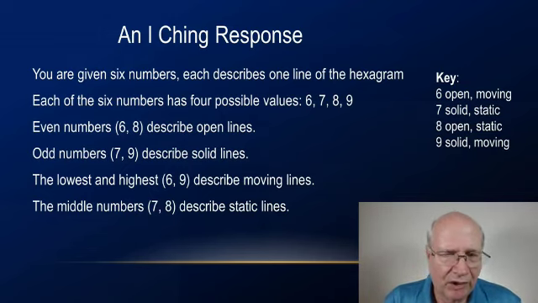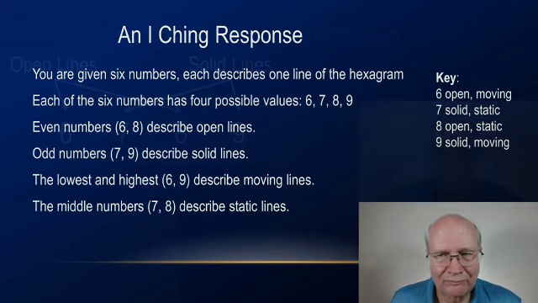So the highest and the lowest are the extremes. That would be 6 and 9. 6 and 9 are the extremes of 6, 7, 8, and 9. And the middle numbers, 7 and 8, describe static lines. So we're going to receive 6 numbers, any one of which contains four different values. Each one of those values tells us whether it's an open or a solid line, and a moving or a static line.